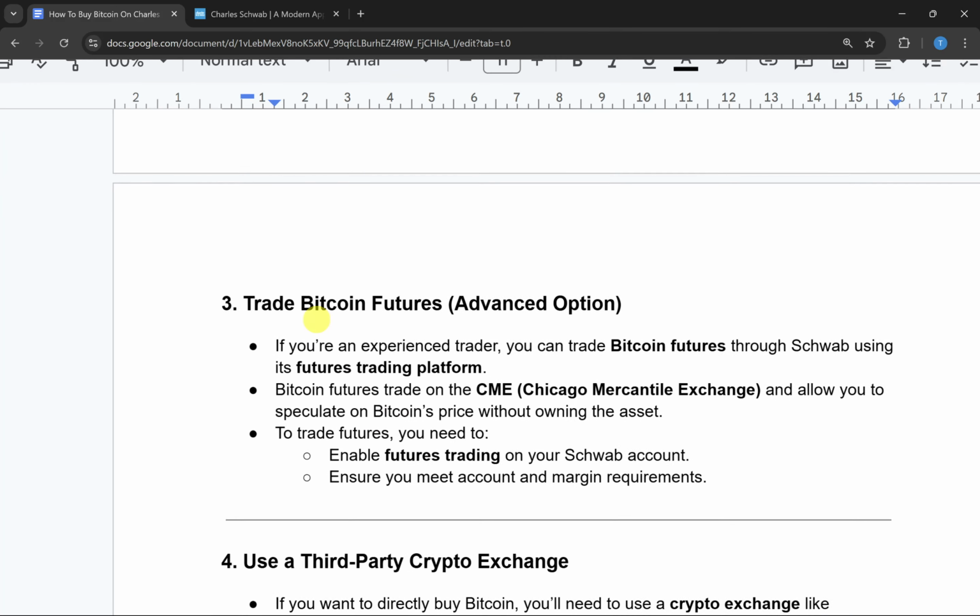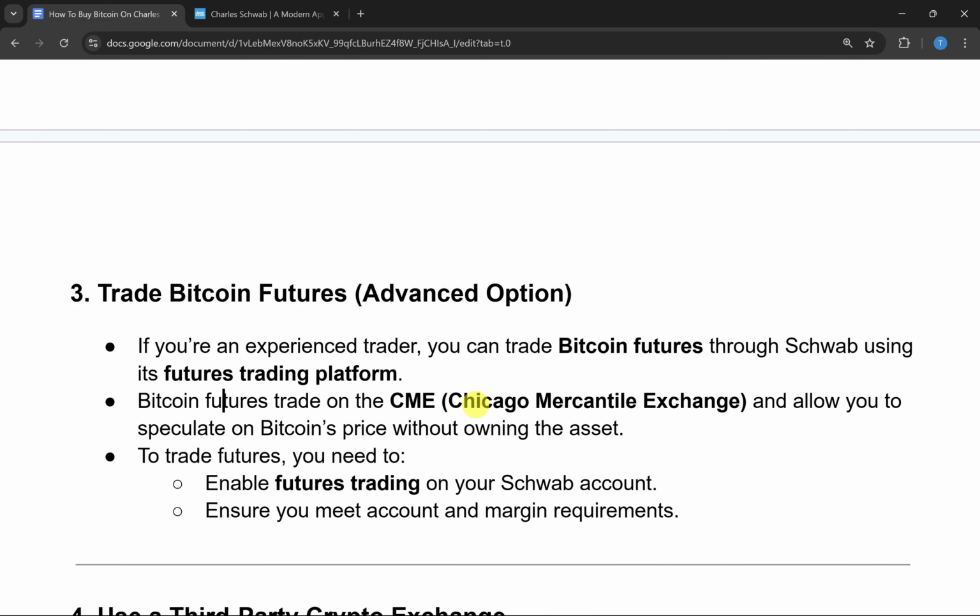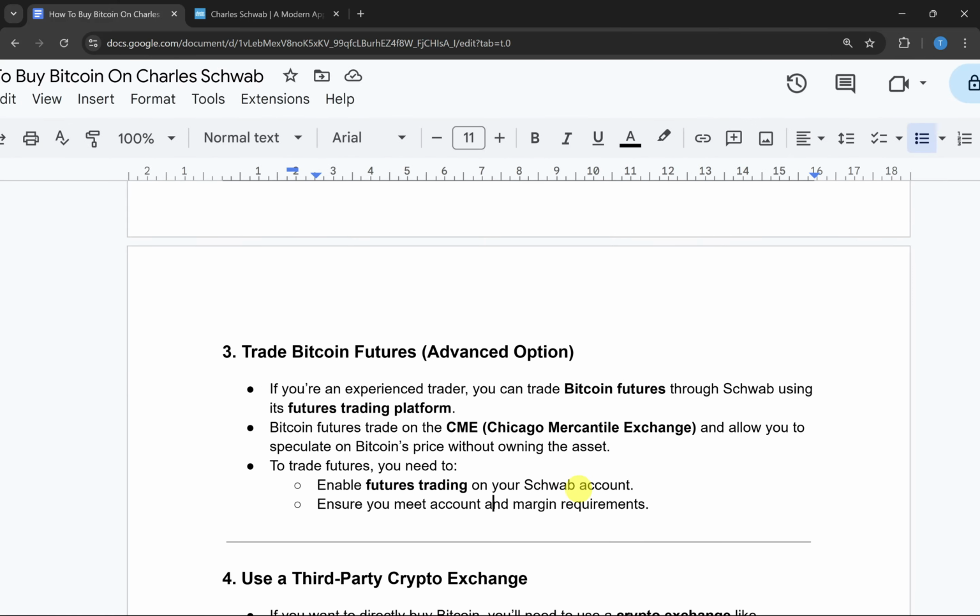Now the third option that you can use is to trade Bitcoin futures. This is an advanced feature. So if you are an experienced trader, you can trade Bitcoin futures through Charles Schwab using its futures trading platform. Bitcoin futures trade on the CME, Chicago Mercantile Exchange, and allow you to speculate on the Bitcoin price without owning the asset. To trade these futures, you need to enable futures trading on your Charles Schwab account. Ensure you meet the account and margin requirements.